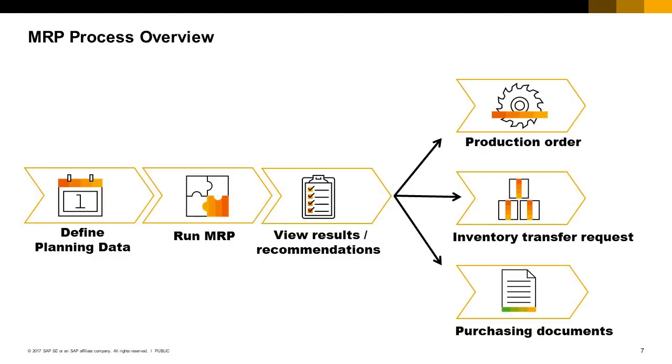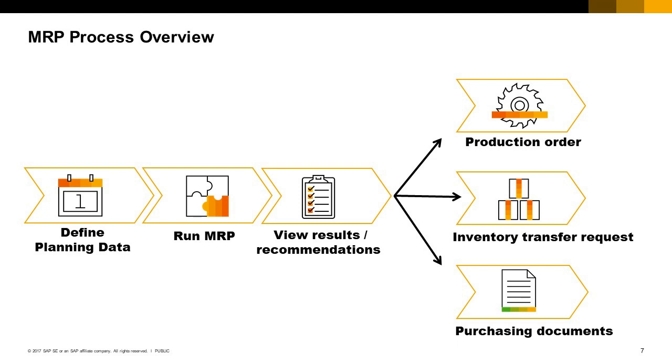Before running MRP, you need to define planning data. The main planning data consists of definitions in the item master data records. In addition, there is also an option to define a forecast for anticipated demand of the items. Once the planning data is set up, you can run the MRP Wizard on demand.